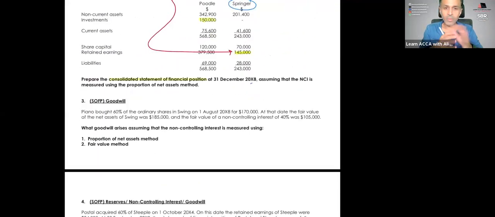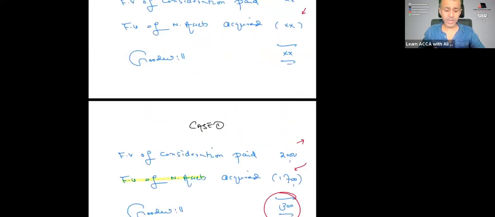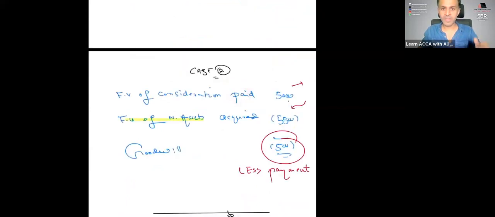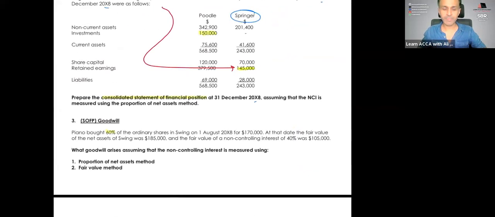After completing this talk, now we can take this third application to work out the goodwill, but this time incorporating the non-controlling interest, because in these two examples I put forward, the assumption was 100% acquired. But if the parent has acquired 60% of the subsidiary, then we are supposed to write that as part of the consideration payment. So this question will cover it. What goodwill arises, assuming the non-controlling interest is measured using either of the two methods? I will work the answer using both, and you'll be able to see the difference in comparison. So Piano bought 60% of the shares in S on 1st of August for 170,000.